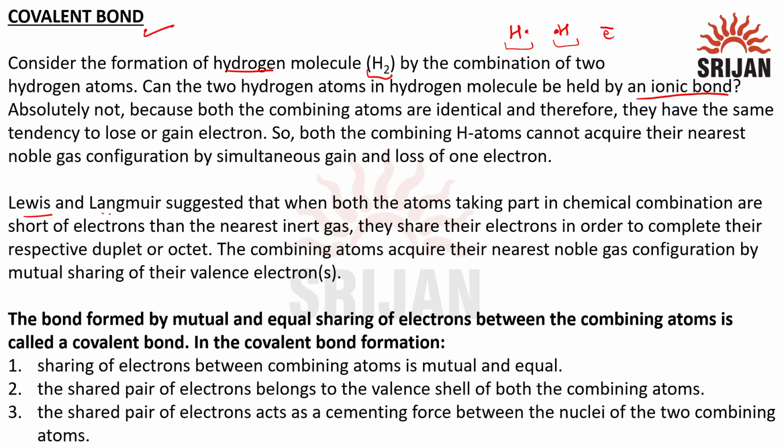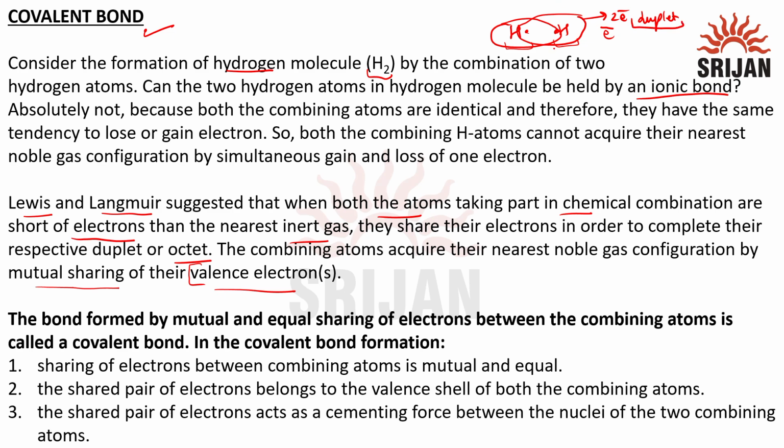Therefore, Lewis and Langmuir suggested that when both the atoms taking part in the chemical combination are short of electrons, then the nearest noble gas configuration is achieved by mutual sharing of their valence shell electrons between the combining atoms to complete the octet or the duplet. So what happens here? This hydrogen will share its electron with the other hydrogen like this, so that both will have two electrons in their outer shell and complete their duplet.